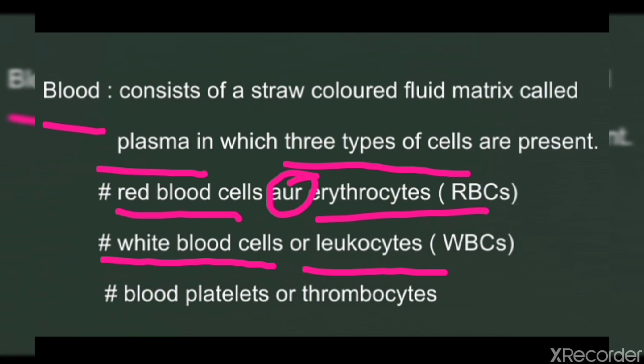And the third one is blood platelets or thrombocytes. Blood platelets is also known as thrombocytes. These cells help in the clotting of blood. If there is any wound or cut in our finger or any other body parts, then due to the blood platelets, blood stops to flow. There is clotting.